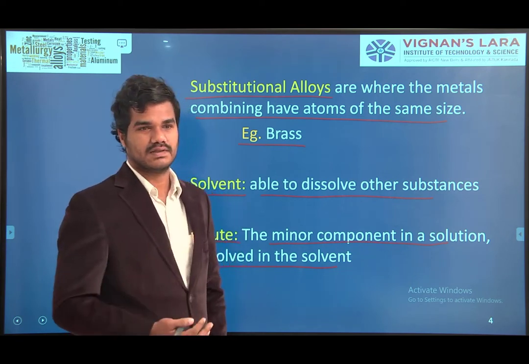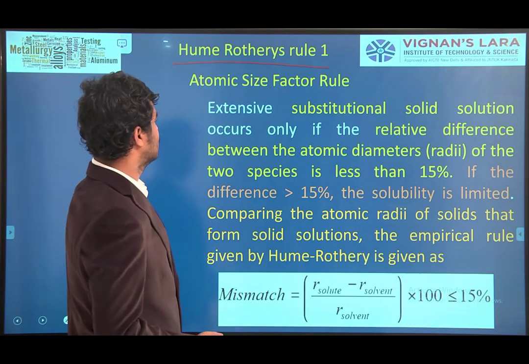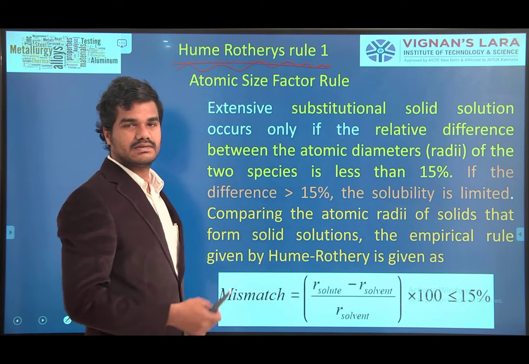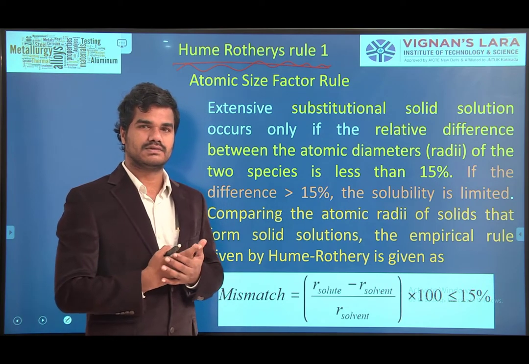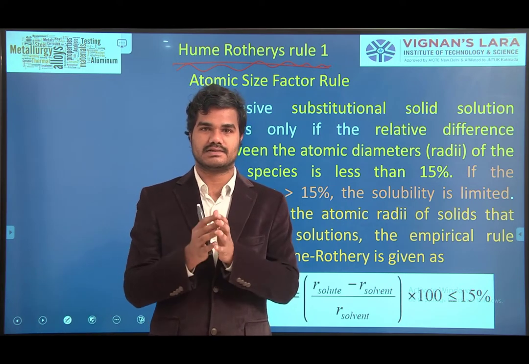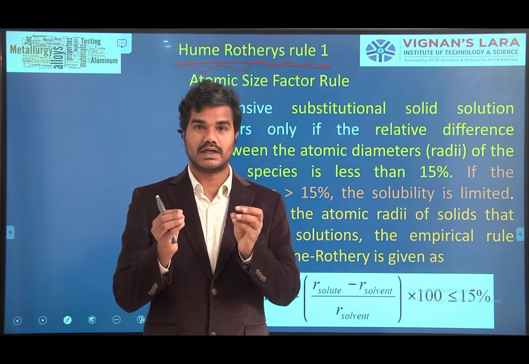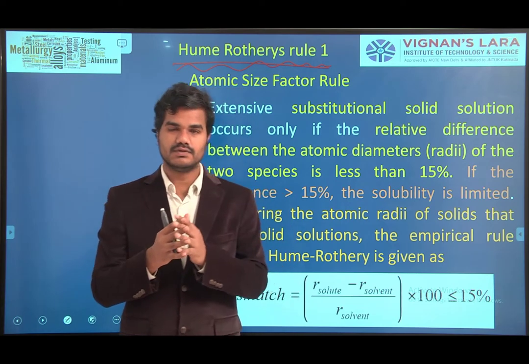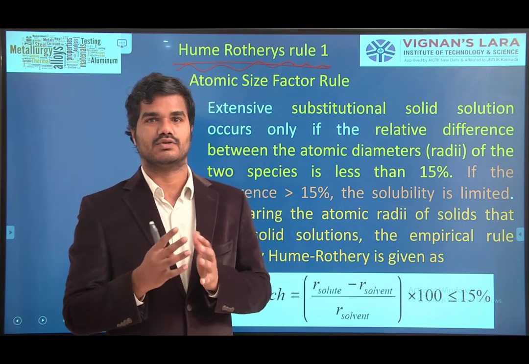Okay, let us get into the Hume-Rothery rules. As I told, 4 rules are there. All these Hume-Rothery rules tell about mixing of two metals. In preparation of metal alloys, how you have to mix two metals. All 4 Hume-Rothery rules tell about that.